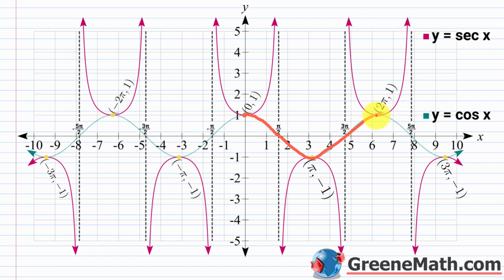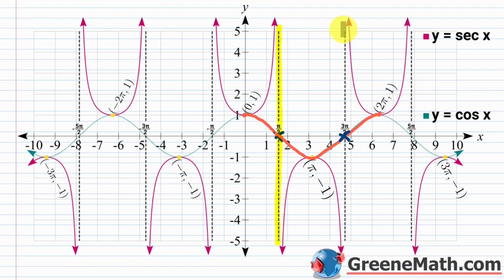And then what you're going to notice is that you have a shared point here. So at 0, 1, and then also here at pi, negative 1, and then also at 2 pi, 1. And I'll talk about how those come into play in a moment. But you'll notice that where you have an x-intercept, so that's right here at pi over 2 and right here at 3 pi over 2, because again, when you have the cosine of pi over 2, you get 0. When you have the cosine of 3 pi over 2, you get 0. So those are x-intercepts, and therefore, that's going to make your secant function undefined because you can't divide by 0. So you're going to get those vertical asymptotes at those values.